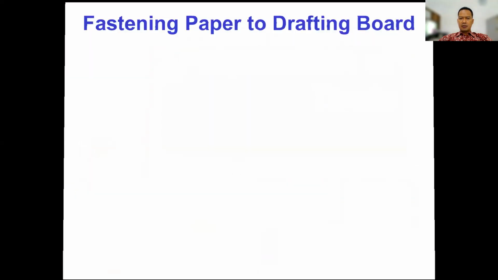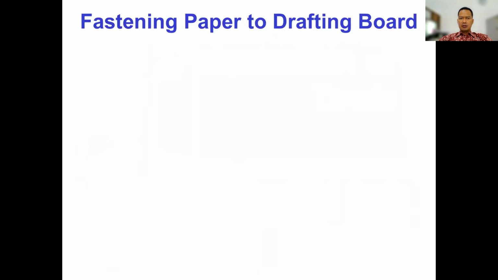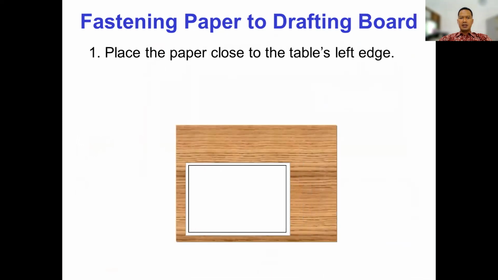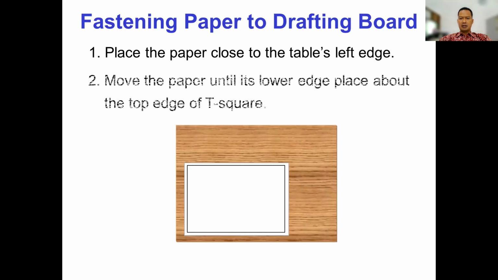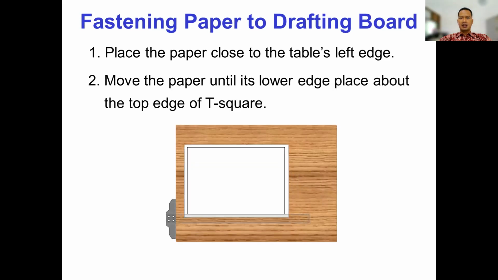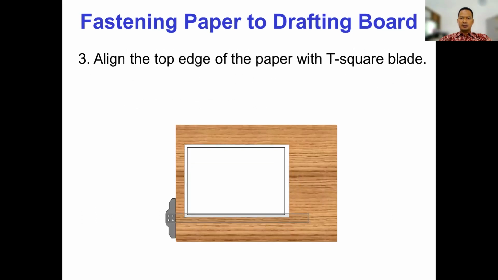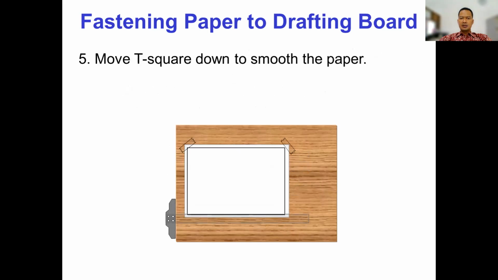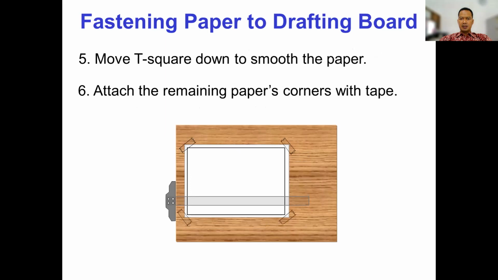For the preparation of tools, for example, you have to fasten paper to the drafting board. Place the paper close to the table on the left edge, and then move the paper under its lower edge about the top edge of this square, and then align the top edge of the paper with this square plate, and then attach the paper corner with tape. Actually, you can use any type of table here. And then number 5, move this square down to smooth the paper, and then attach the remaining paper corners with tape.